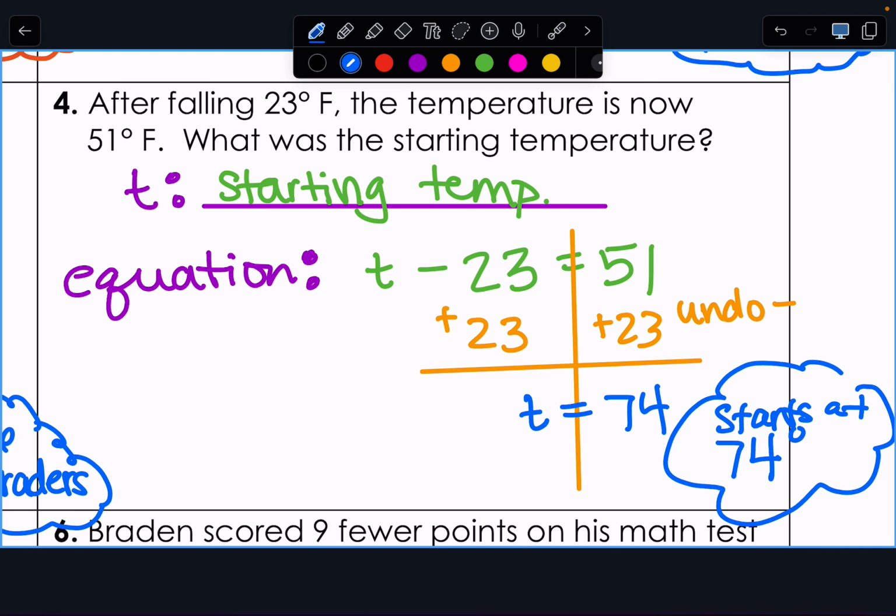So we start at 74 degrees. Make sure you have the degree symbol or you write degrees, either one. Okay. How many degrees? Okay.